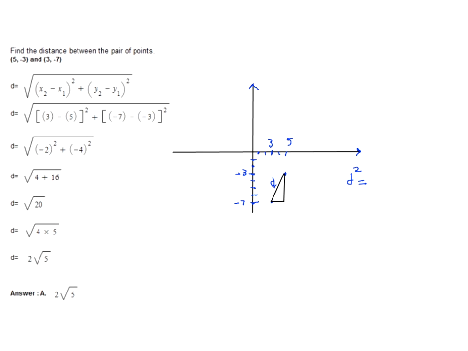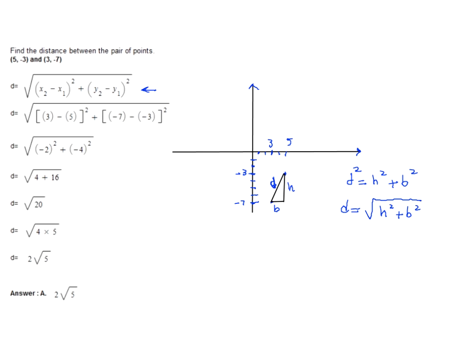D squared is equal to this height here. I'm going to call this the height, and this is the base. So the distance squared is equal to h squared plus b squared. This is the Pythagorean theorem. Everybody remember the Pythagorean theorem when you have a right triangle? So the distance must be the square root of h squared plus b squared. And that's where this formula comes from.